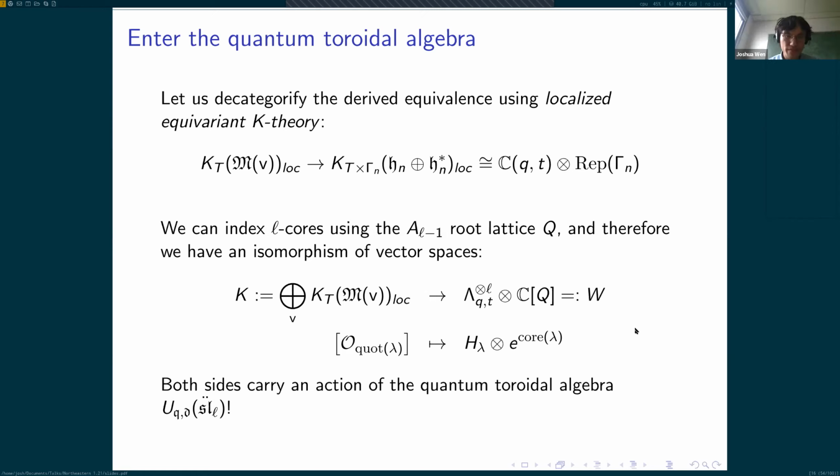So you have this bosonic space here, which I'm going to call W, and you have this geometric space here, which I'm going to call K. And the observation is that both carry an action of the quantum toroidal algebra of rank L. And how can you use that to do things?